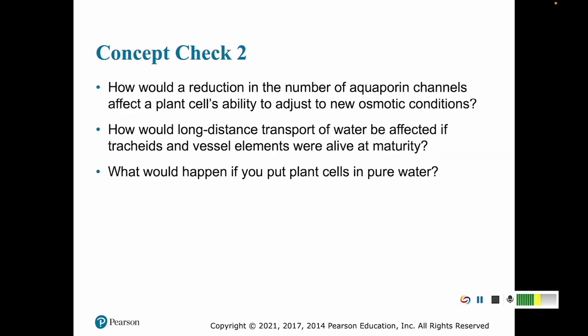So your concept check for this section. How would a reduction in the number of aquaporin channels affect a plant's ability to adjust to new osmotic conditions? How would long-distance transport of water be affected if tracheids and vessel elements were alive at maturity? What would happen if you put plant cells in pure water? Okay, all of those, you can find the answer from what we just discussed in this video.